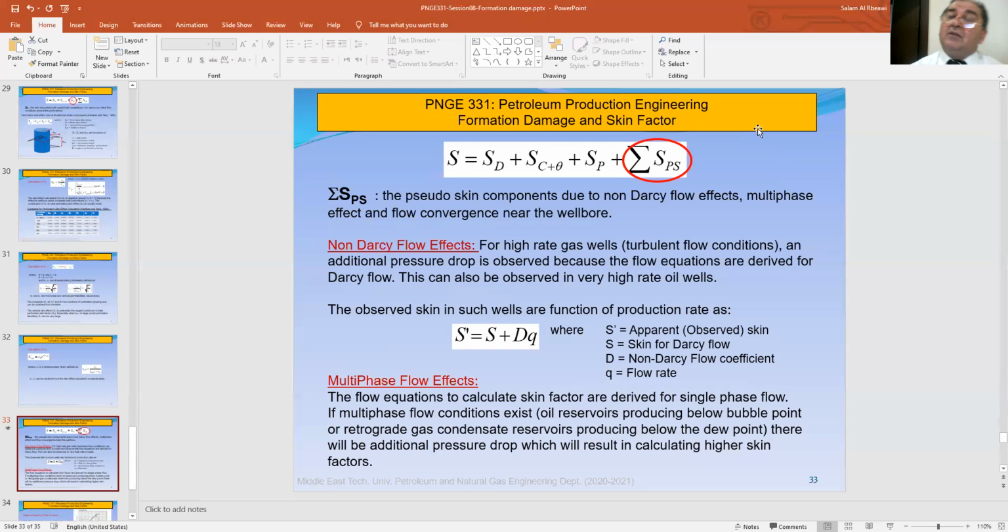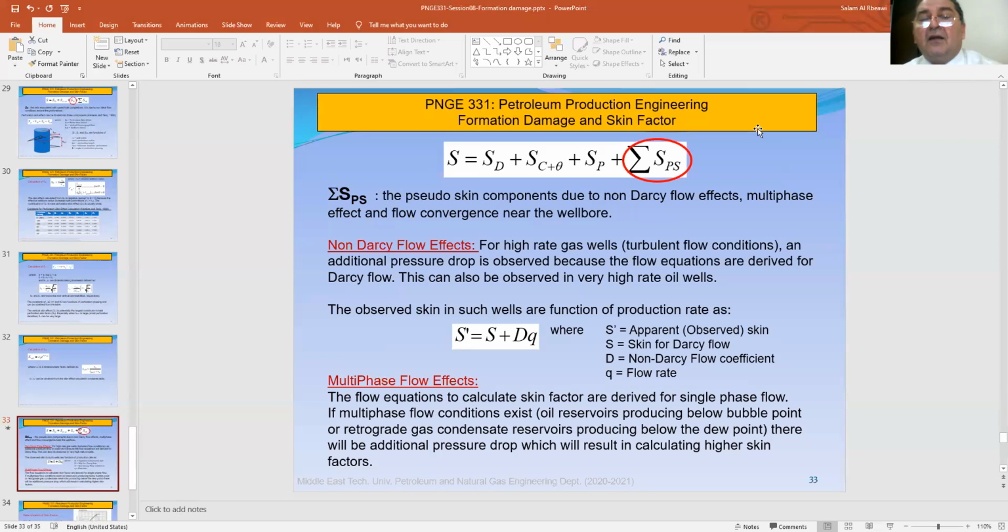So basically, the total skin factor is the skin factor caused by Darcy flow and the skin factor caused by non-Darcy flow, given by what? Rate dependent skin factor, that is D q. See? So the apparent skin factor is the skin factor of Darcy, the one that we have been talking about starting from our class, and the skin factor caused by non-Darcy flow, that is rate dependent skin factor D sub q. See what I'm saying? So this is the first one.